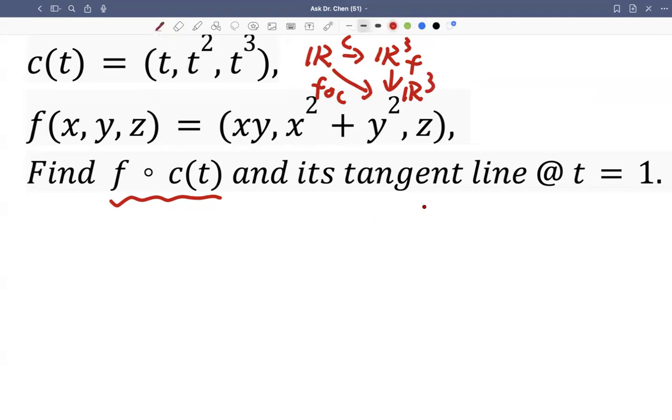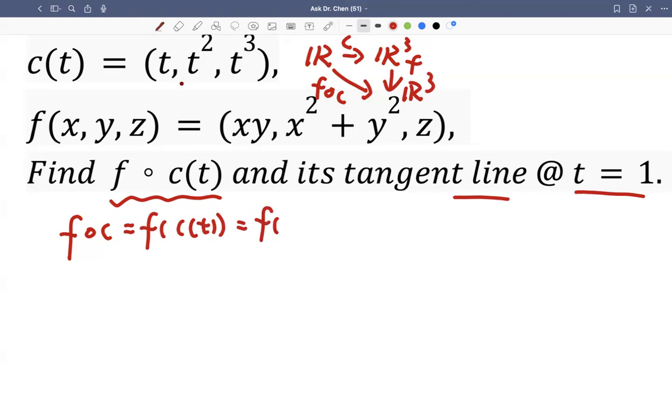Then afterwards, we need to find its tangent line at a given value t equals 1. So let's find the composition first. F composed with C means F takes C as input. So how is C defined? That's t squared, t cubed. With function F, that's x, that's y, that's z.